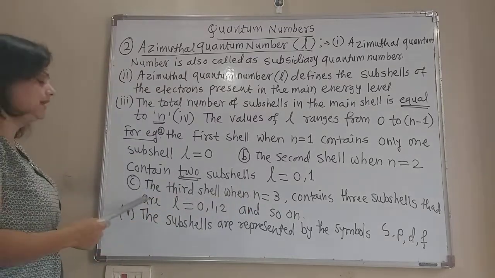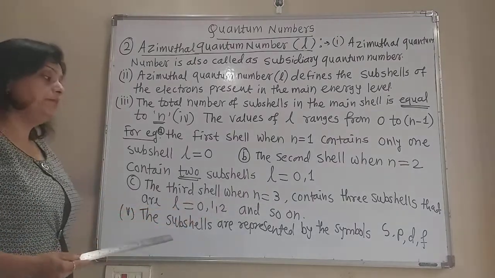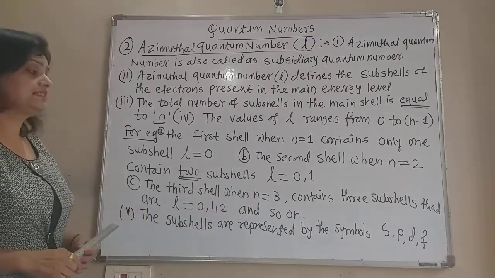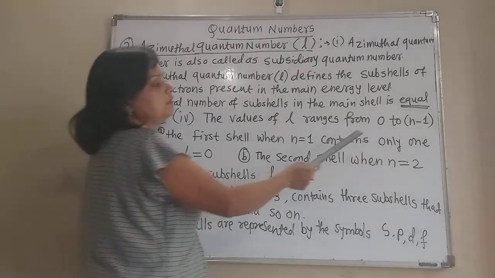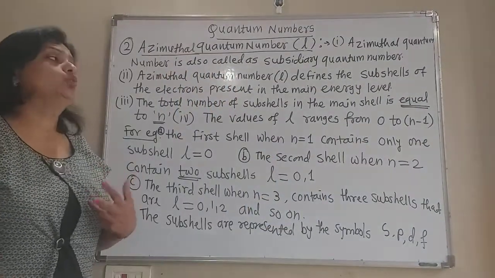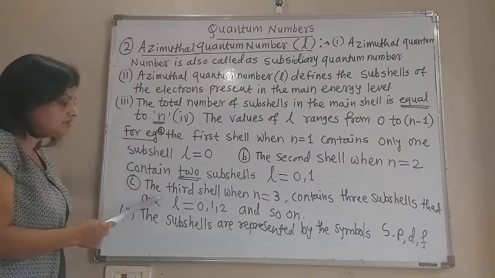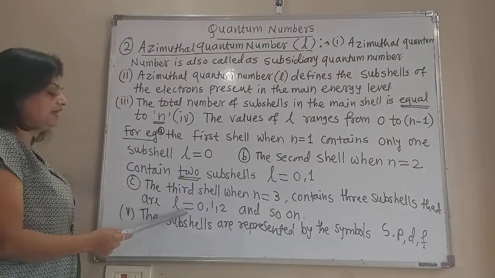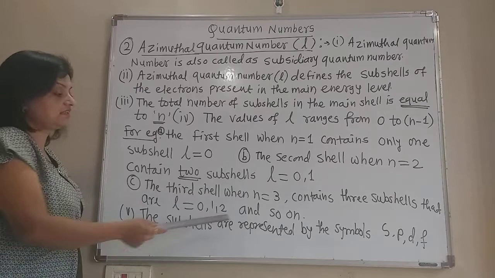Now come to the third main energy level, where n is equal to 3. How many subshells are there? It contains 3 subshells, ranging from 0 to 3 minus 1. 3 minus 1 means 2, so 0 to 2 means 0, 1 and 2. So the third shell where n is equal to 3 contains 3 subshells and their values of l are 0, 1 and 2.